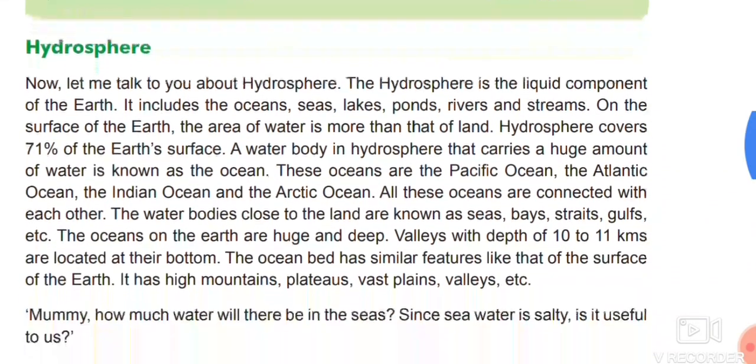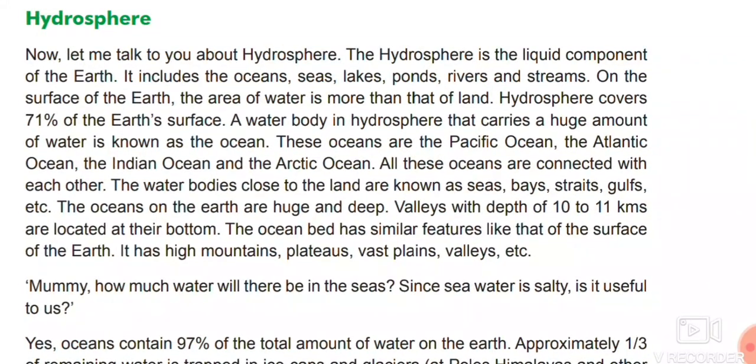Hydrosphere. The second layer was the hydrosphere. Now let me talk to you about the hydrosphere. The hydrosphere is the liquid component of the earth. What is the hydrosphere? The liquid component of the earth. It includes oceans, seas, lakes, ponds, rivers and streams. On the surface of the earth, the area of water is more than that of land. If we talk about Earth, everyone of us knows that 3/4 of the earth is covered with water and only 1/4 portion is land.